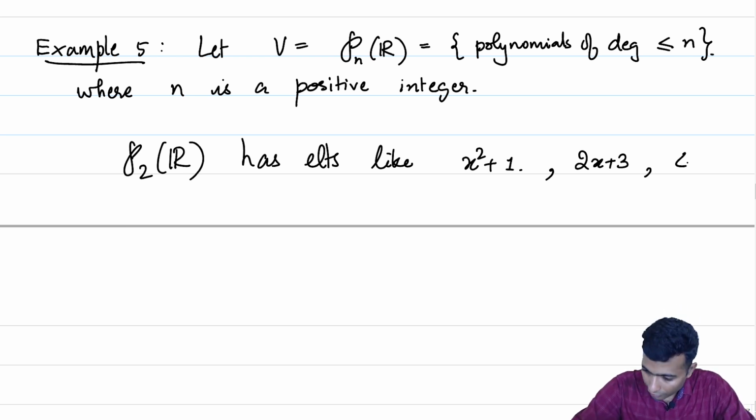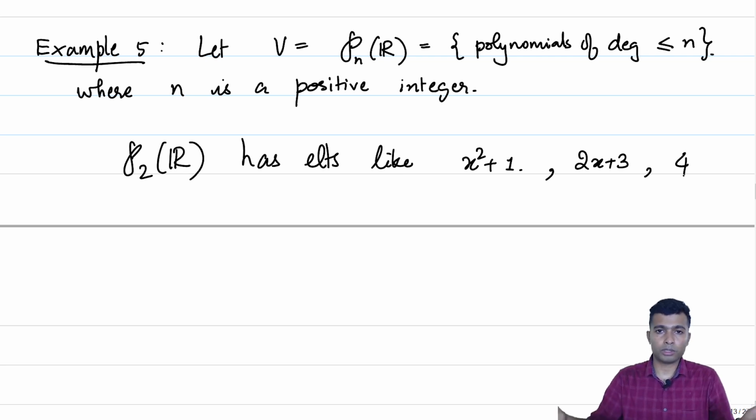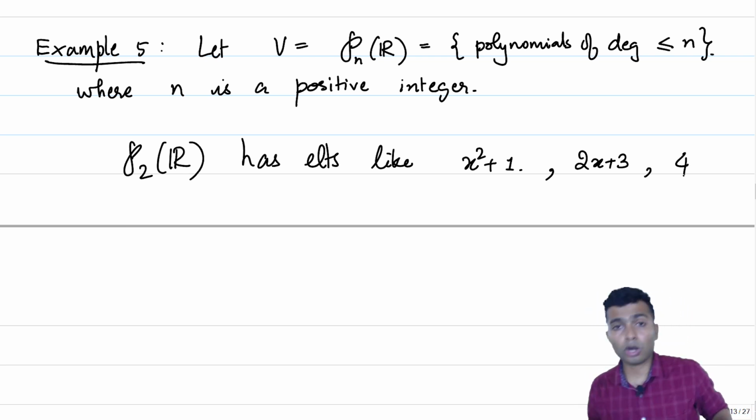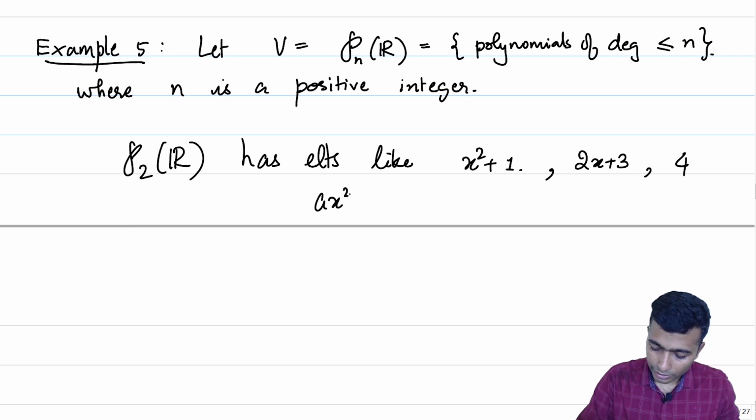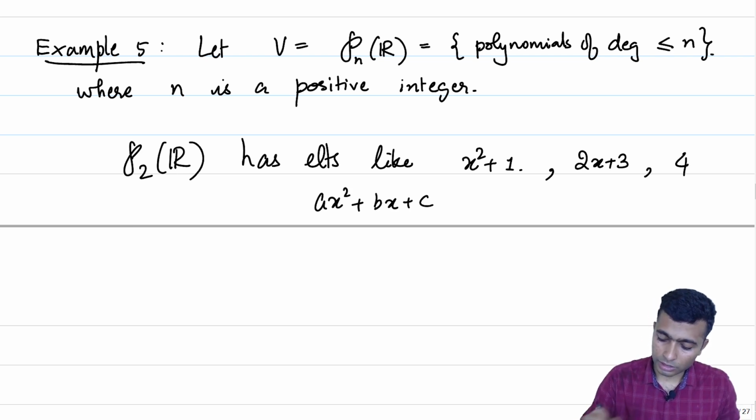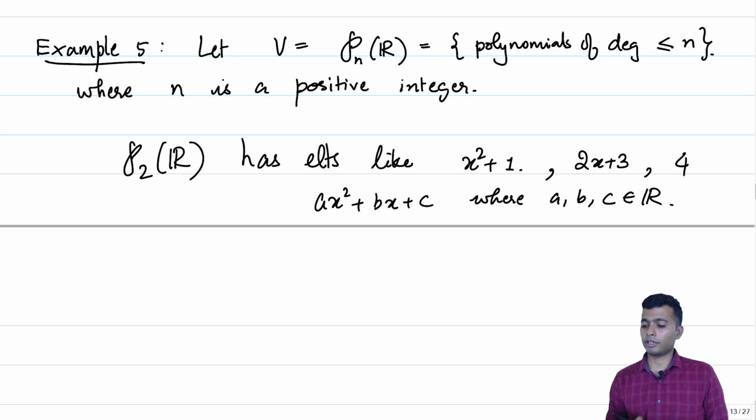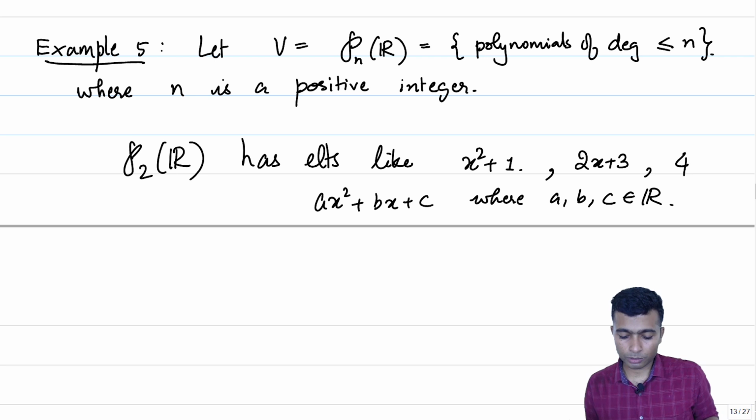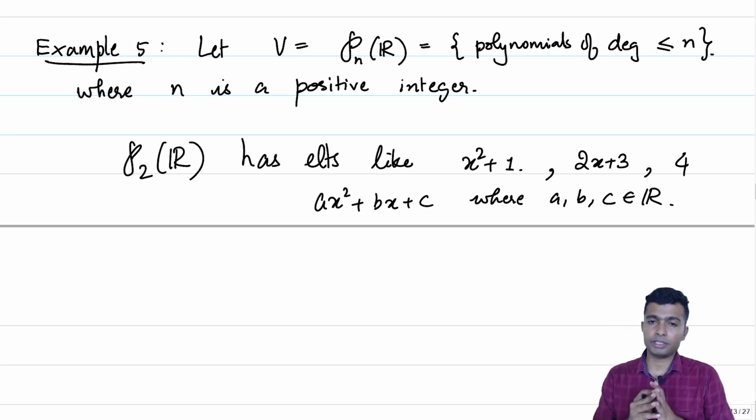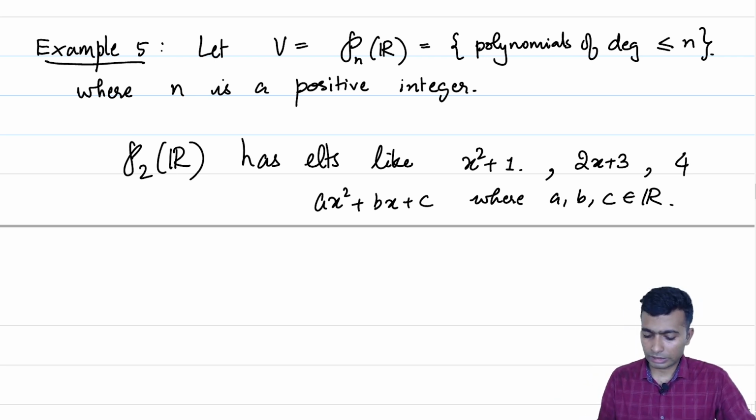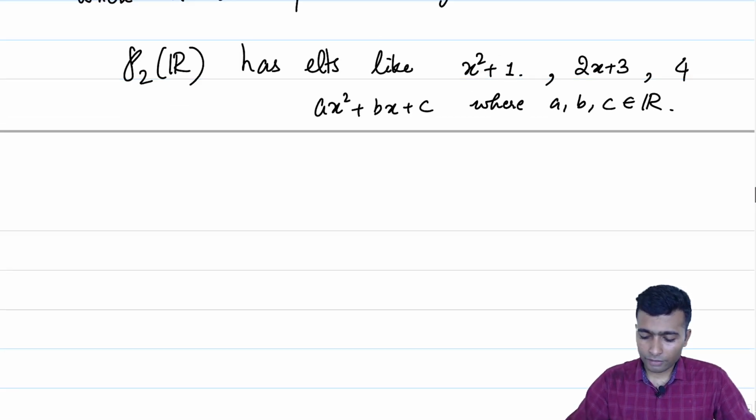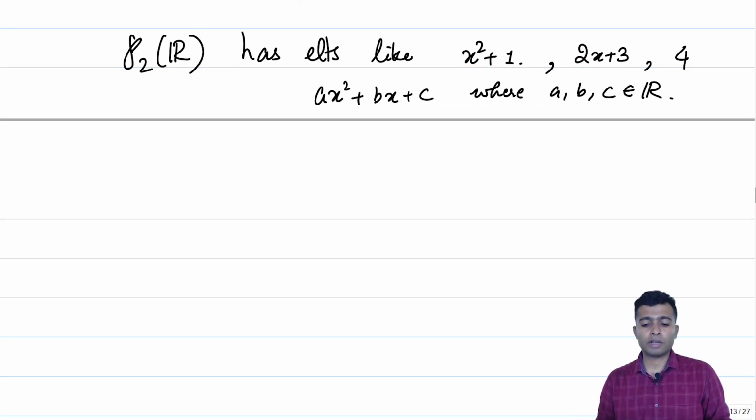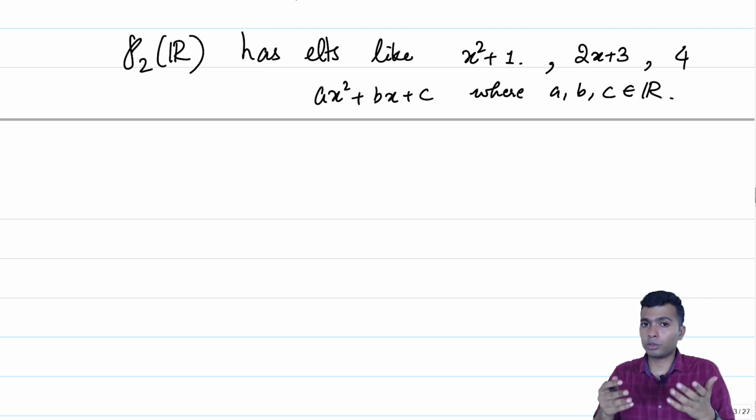What else? Well, the constant 4 is a polynomial, that is an element in P2 of R. All polynomials ax square plus bx plus c, where a, b, c are in the field of scalars, are real numbers, right. So, P2 of R will be the collection of all polynomials of degree less than or equal to 2. Now, we are familiar with the notion of addition of polynomials. So, given two polynomials, we know how to add them.